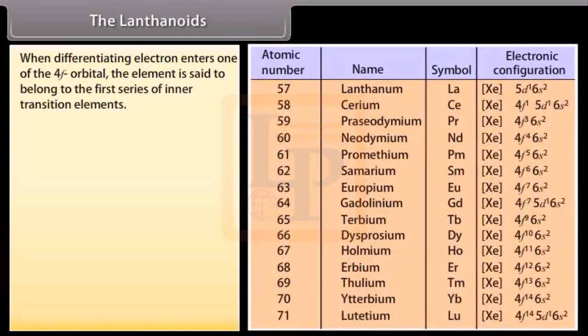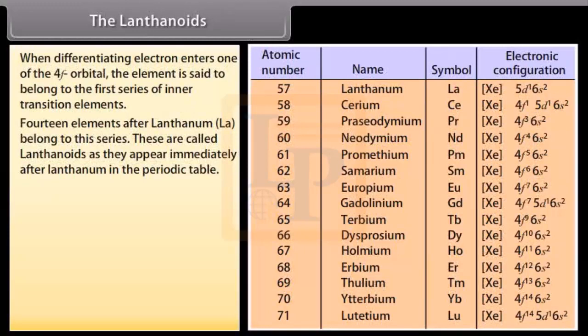The lanthanoids. When differentiating electron enters one of the 4f orbitals, the element is said to be belonging to the first series of inner transition elements. 14 elements after lanthanum belong to this series. These are called lanthanoids as they appear immediately after lanthanum in the periodic table.